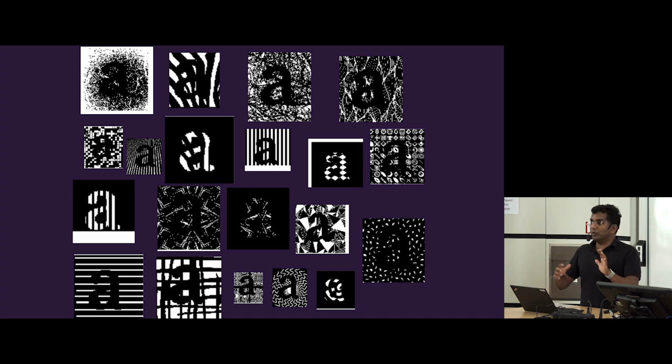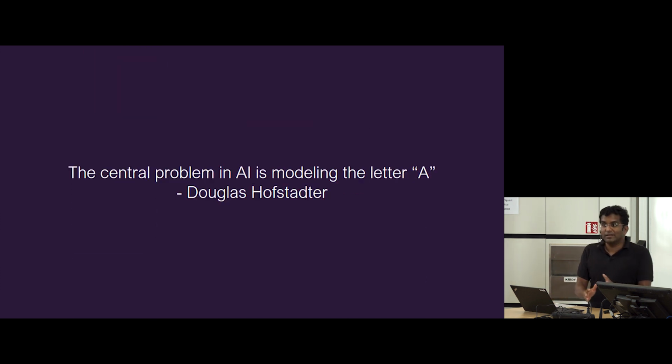Current deep neural networks will not be able to deal with all those variations. In fact, one of the brilliant philosophers in AI, Douglas Hofstadter, once mentioned that the central problem in AI is just to recognize the letter A. That's it. If you can recognize the letter A in all situations, you have solved AI. We are far from that.